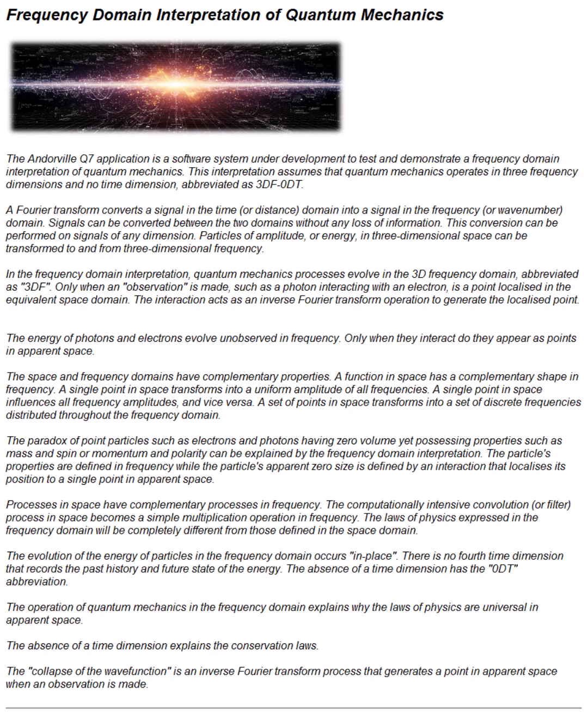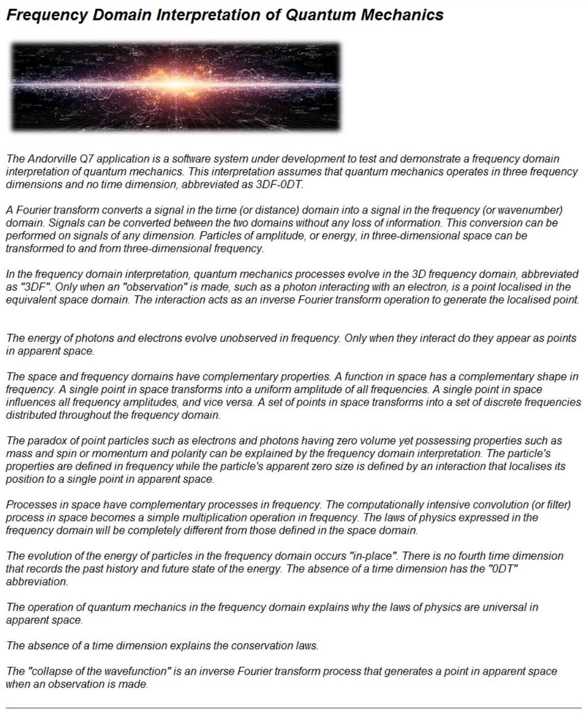The paradox of point particles, such as electrons and photons having zero volume, yet possessing properties such as mass and spin, or momentum and polarity, can be explained by the frequency domain interpretation. The particle's properties are defined in frequency, while the particle's apparent zero size is defined by an interaction that localizes its position to a single point in apparent space. Processes in space have complementary processes in frequency. The computationally intensive convolution, or filter, process in space becomes a simple multiplication operation in frequency.